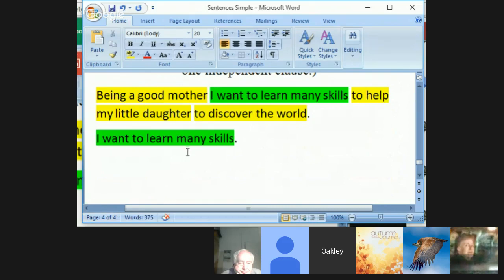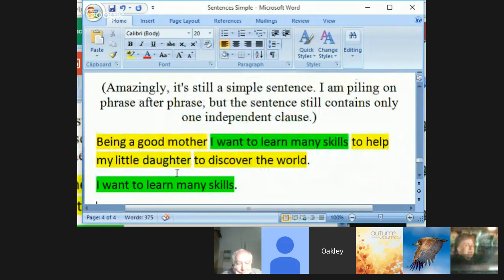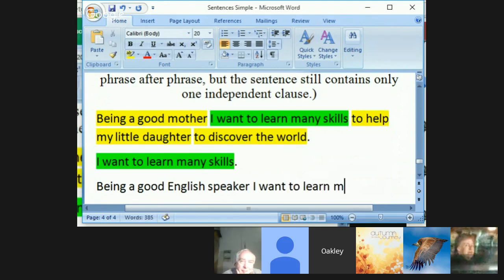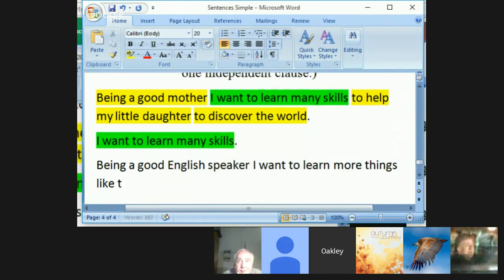Ken, you want to give it a try? How complicated a sentence can you create with prepositional phrases or gerund clauses or gerund phrases rather, or infinitive phrases? Being a good English speaker, I want to learn more things like this. I learned today the difference between forecast, verb, no, gerund and infinitive. Yeah, I can't even keep up with you. I'm lost. Yeah, I want to learn more things like this.